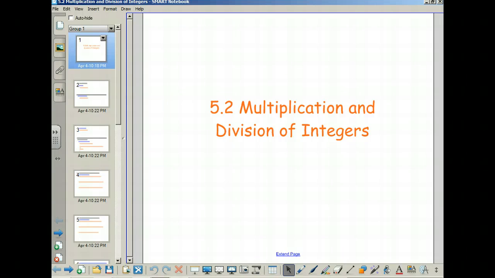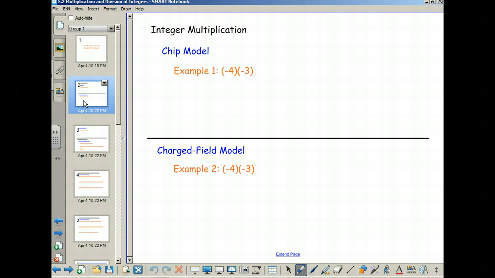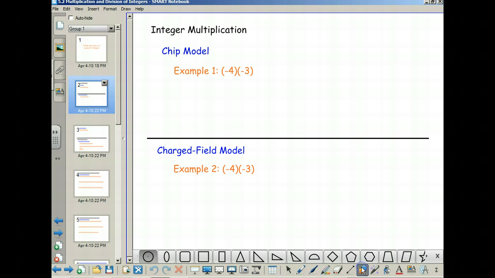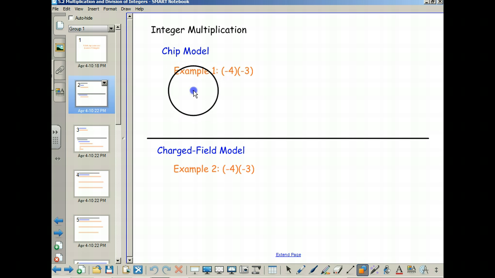Today we're going to take a look at multiplication and division of integers. To start with, we're going to go back to the idea that we had encountered in the last section of this chapter, about the chip model. Remember we dealt with these circles, and inside of my circle I placed chips. My chips were black if they were positive, and red if they were negative chips.